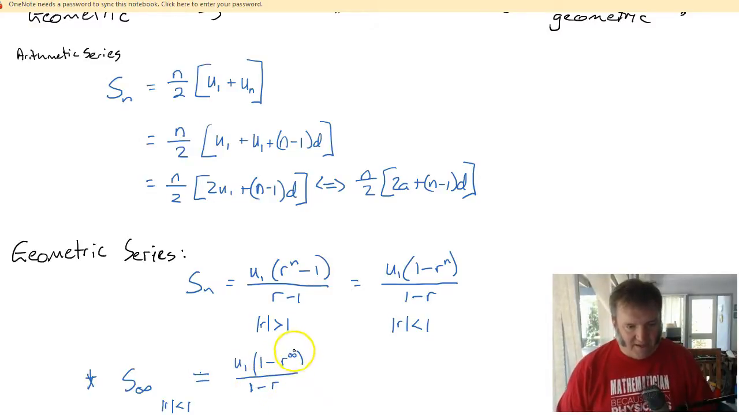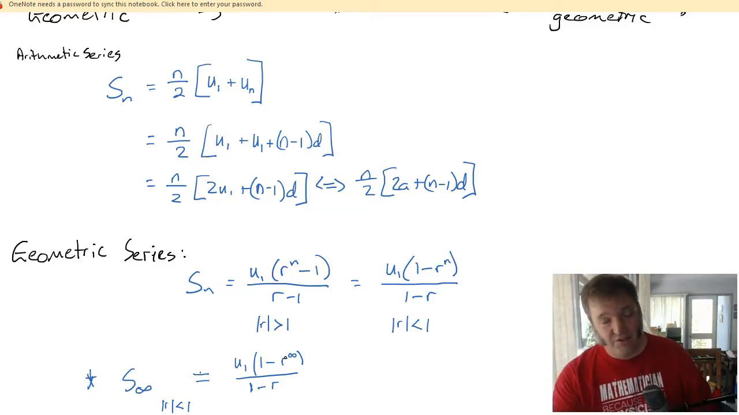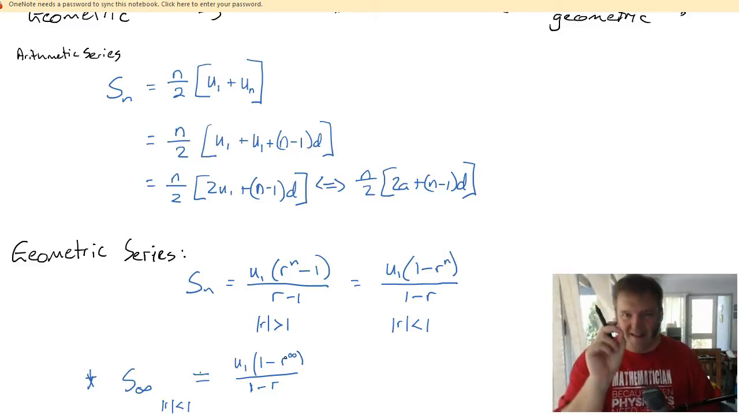What happens here in the numerator? r to the power of infinity. If I'm taking a fraction, a number between 0 and 1, and I continue to raise it to a power, that value is getting smaller and smaller each time. The magnitude of it is approaching 0. It doesn't matter whether I start off with a negative or positive, even though a negative number will alternate between a positive and a negative number as you go along. The size of the number is getting so small it's approaching 0.